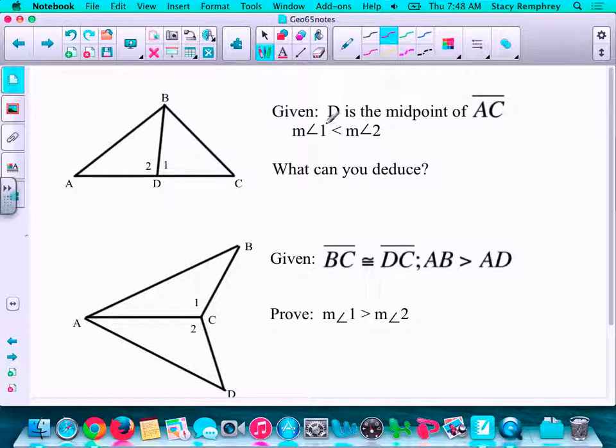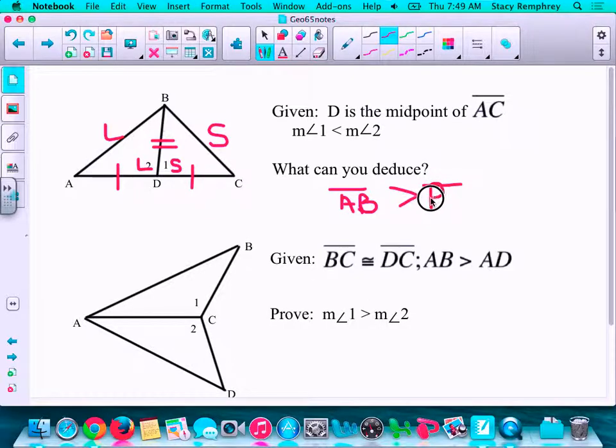So over here, given D is the midpoint of segment AC. Okay, so that means these are congruent. I know this is congruent by reflexive. And I'm given that angle 1 is smaller than angle 2. Okay? Well, now I have my two congruent sides. I have the included angle, so I can conclude that this side is larger than this side. So I can conclude segment AB is greater than segment BC.